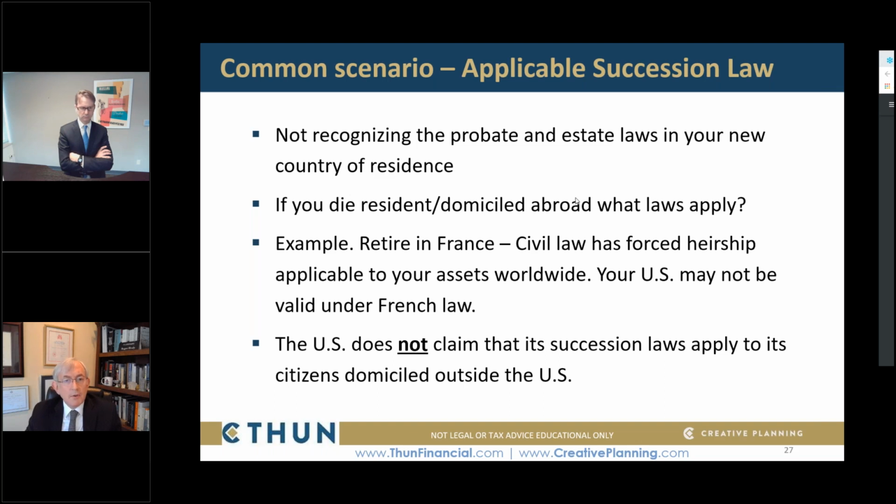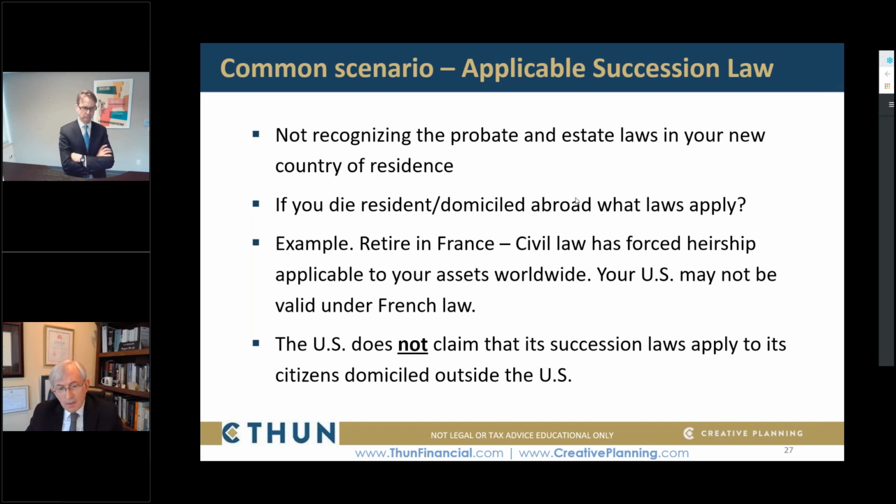So just to go with a common example, you decide to retire in France. France is a civil law country. It has forced heirship or réserve héréditaire rules applicable to the worldwide assets of its decedents. Your US plan may not be valid under French law. Now, as I mentioned earlier, you could have a French will, and under that French will, you could elect under EU regulation to have the succession rules of a particular state in the US apply to your estate. And then you would have a valid will that would work under French law.